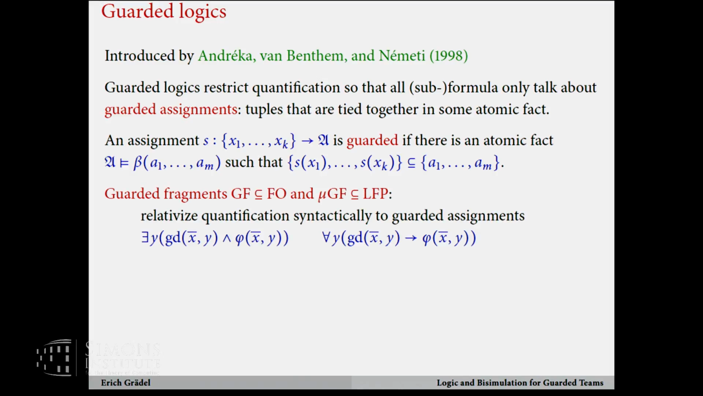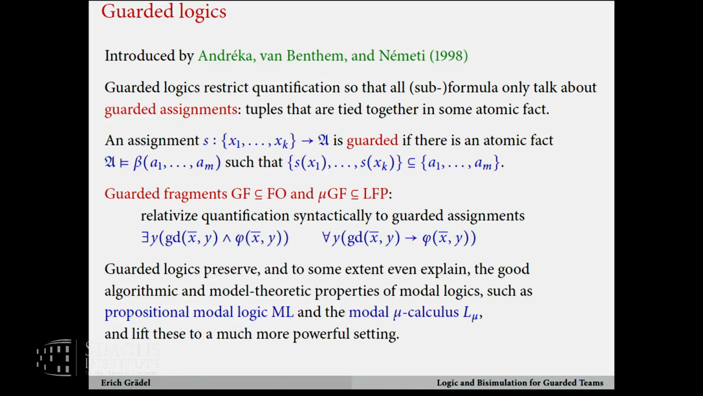And from this, we can get guarded fragments of familiar logics by restricting quantification either by a semantic definition or a syntactic one, so as to ensure that all the free variables of the formula are guarded. Guardedness is, of course, definable by a formula that is rather easy to write down, or we can explicitly give the atomic formula that defines the guard. And so we relativize quantification syntactically to guarded assignments. An important point is that these guarded logics preserve almost all the convenient properties that modal logics have and lift them to a much more powerful setting. And I would even say that guardedness in some way explains why modal logics are so good.